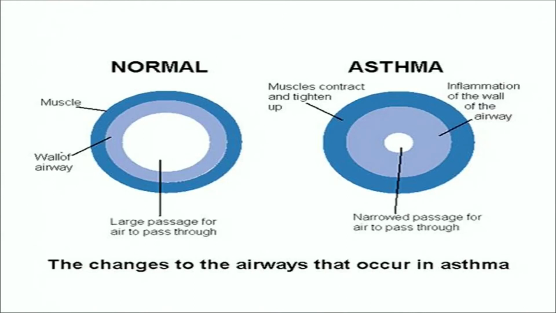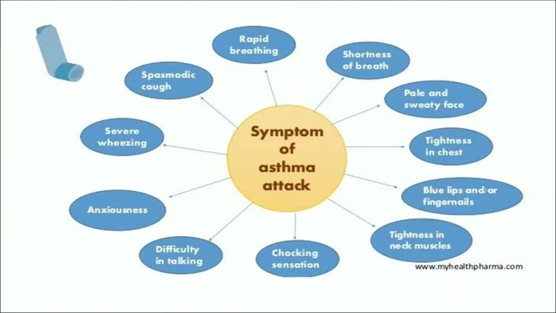You can see the changes taking place in the airways in asthma in that image. Muscles contract and tighten up. Inflammation of the airways takes place. The passage for the air to pass through narrows in asthma. Asthma can cause shortness of breath, pale and sweaty face, tightness in chest, blue lips, tightness in neck muscles, choking sensation, difficulty in talking, anxiousness, severe wheezing, spasmodic cough, rapid breathing. These are the asthma symptoms.